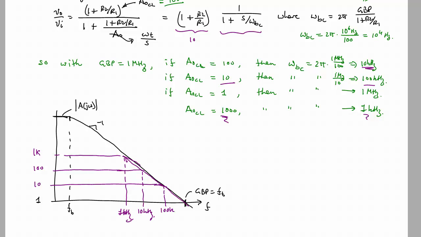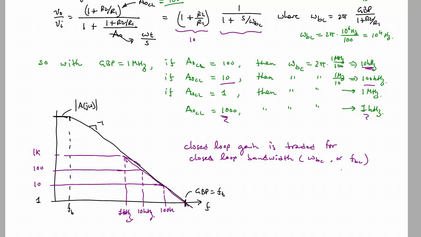Okay, so you see this trade-off. Closed loop gain is traded for closed loop bandwidth, i.e. the omega or F omega BC, or I guess FBC.